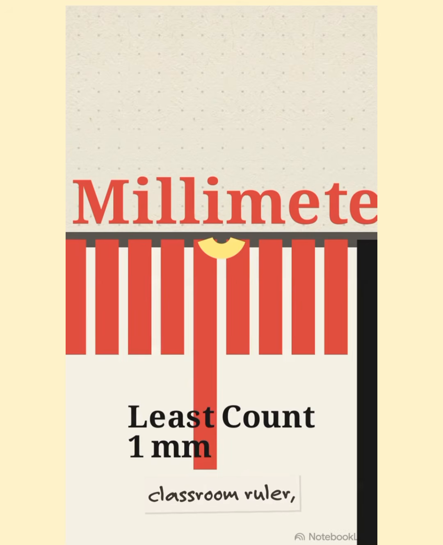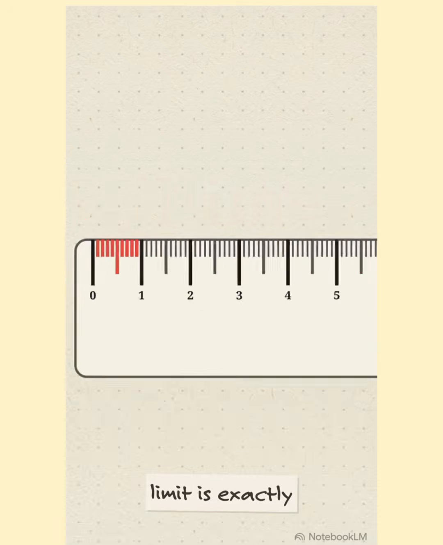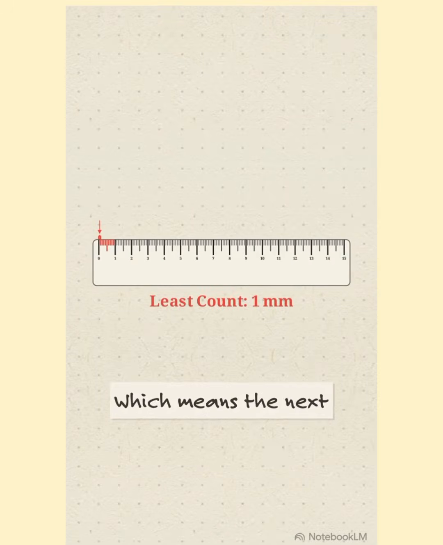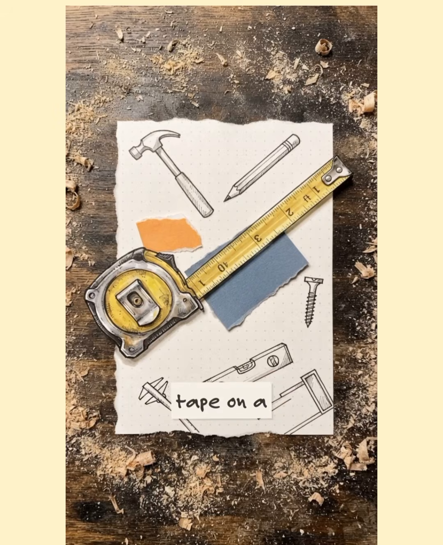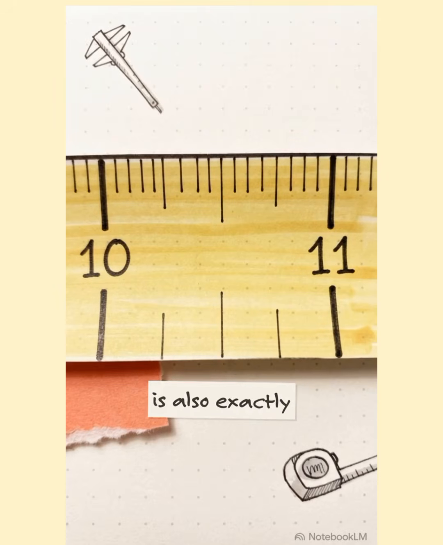So for your everyday classroom ruler, that fundamental limit is exactly 1 millimeter, which means the next time you see a carpenter's measuring tape on a construction site, you'll instantly know its absolute measuring limit is also exactly 1 millimeter.